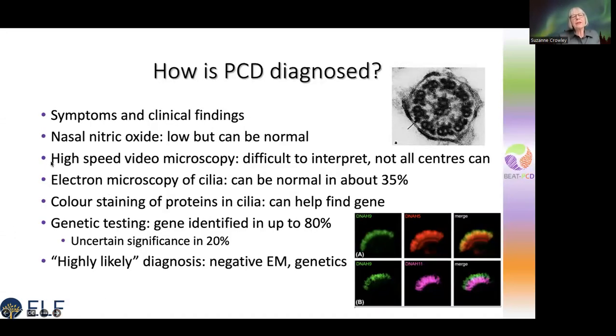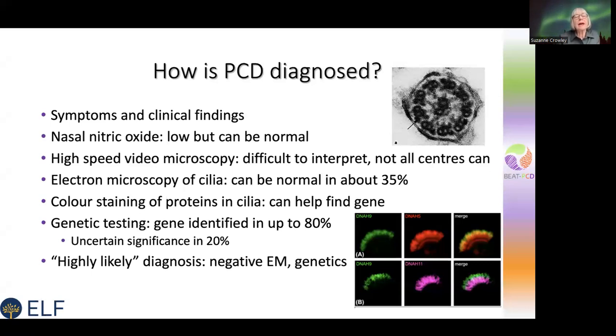So how do we diagnose PCD? History taking and clinical findings, but particularly history taking, is paramount in trying to decide whether or not somebody should be worked up for PCD or not, or whether they have PCD in the absence of confirmatory tests. We measure nasal nitric oxide, a gas from the nose and sinuses. It's typically low, but can be normal. So a normal result does not exclude PCD.